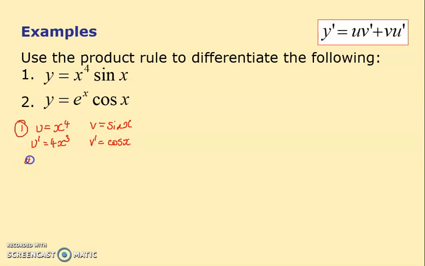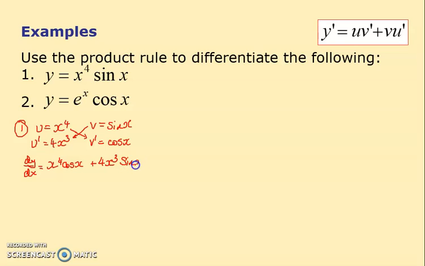What can I do with that? Well, now I can say dy by dx equals u. Now notice what you do here. You are going to times that x to the 4 by that there, and then you're going to times the sine x by that there. So that gives me x to the 4 cos x plus 4x cubed. No, I'm just putting that thing first.